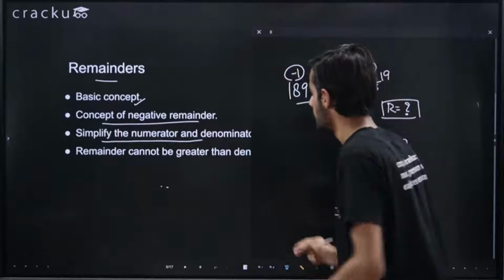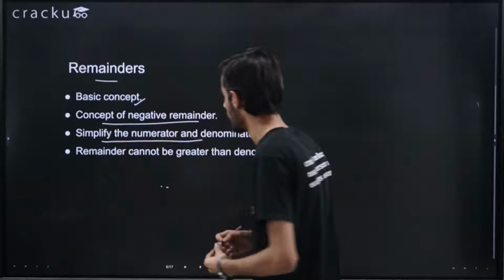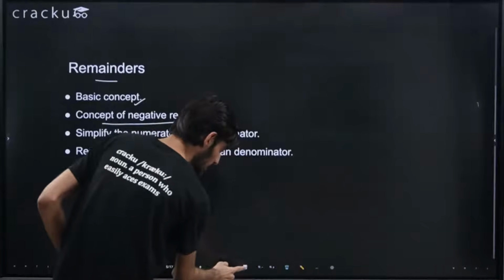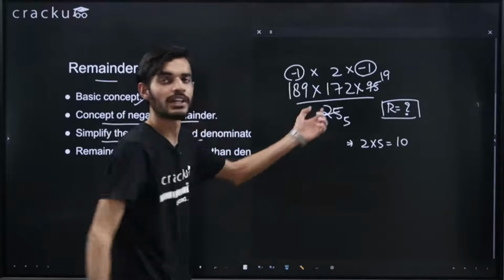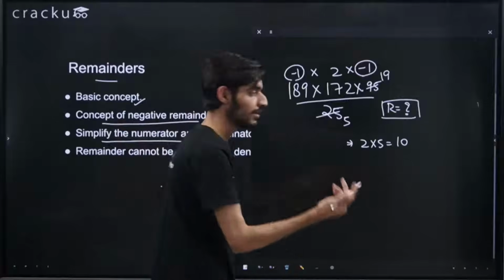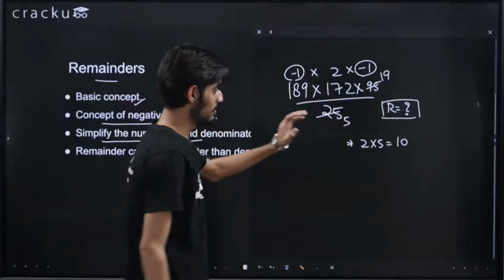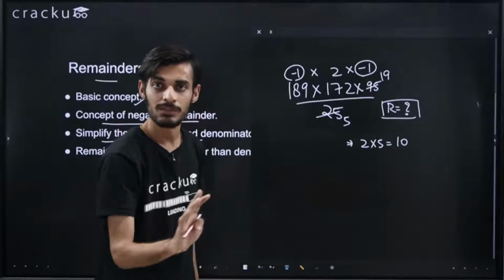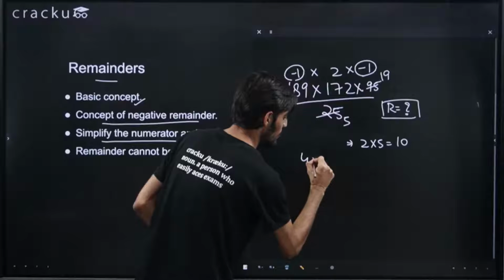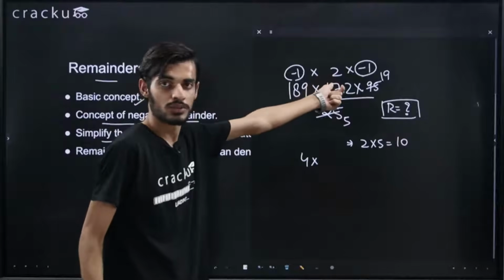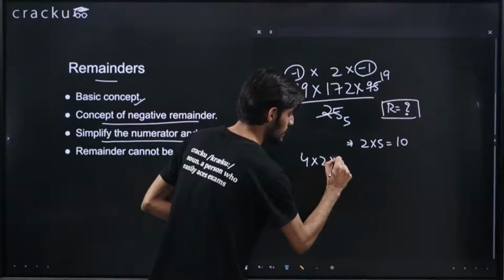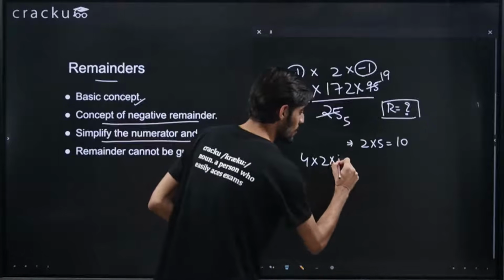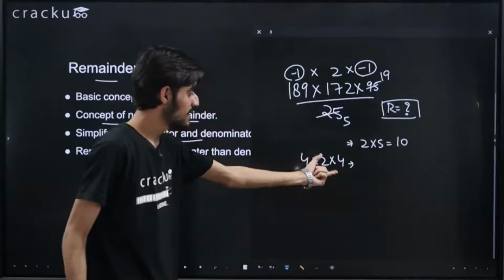Okay, one more thing for the next point. Also, remainder cannot be greater than the denominator. Looking at the same example, let's say instead of the negative remainder, I take the positive remainder. Because it is 189, 185 will be divisible by 5, right? So 4 will be the positive remainder. So this will be 4 multiplied by, it is already a positive remainder, that is 2. And here the positive remainder will be again +4. So what we are getting here is that 4 into 4 is 16, into 2, 32.